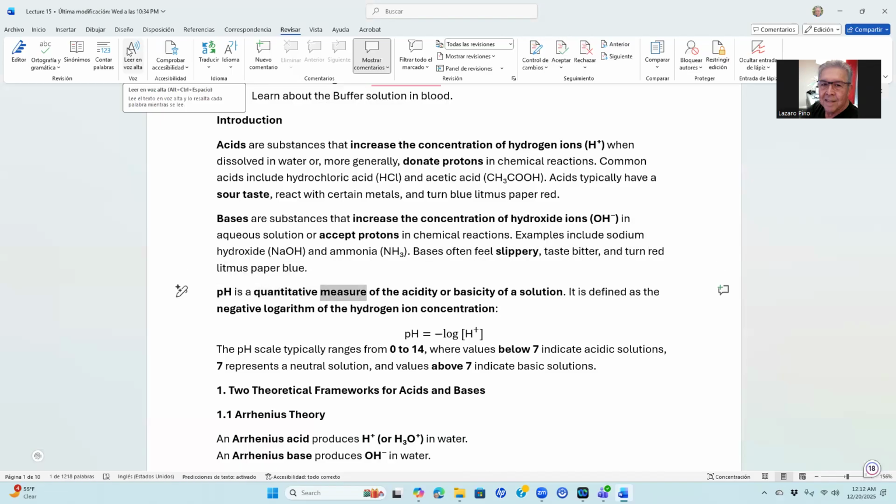pH is a quantitative measure of the acidity or basicity of a solution. It is defined as the negative logarithm of the hydrogen ion concentration. This is the formula for the pH: pH is minus log the concentration of the hydrogen ion. The pH scale typically ranges from 0 to 14, where values below 7 indicate acidic solutions, 7 represents a neutral solution, and values above 7 indicate basic solutions.